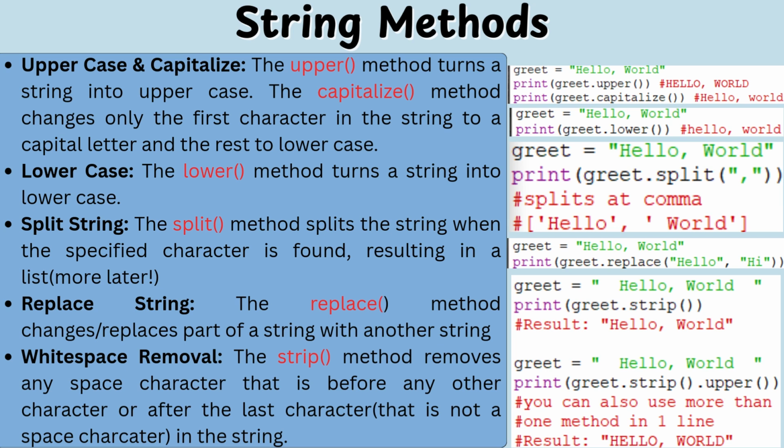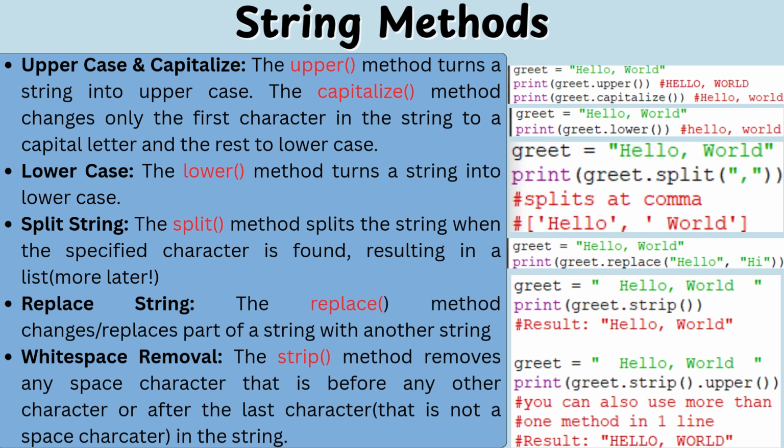Now another method is the strip method. What the strip method does is it removes any space character that is before any other character or after the last character. So it basically removes white space. It removes space characters from the start or from the end. And you do it the same way: you put greet, which is the name of the variable, dot strip, parentheses.